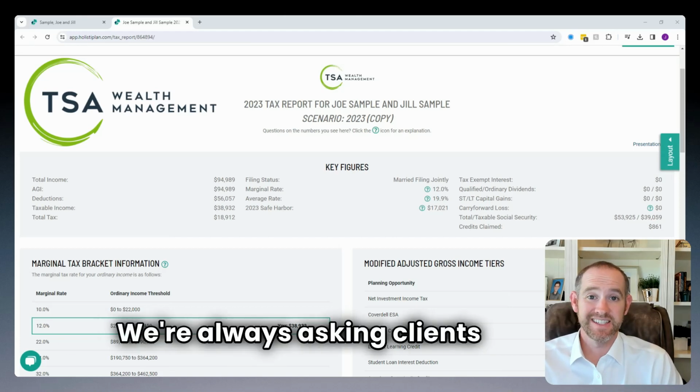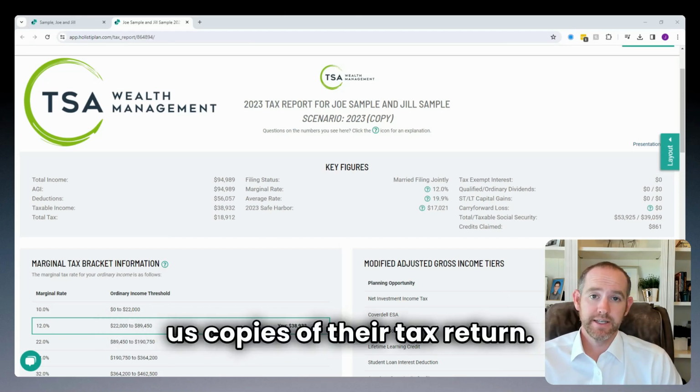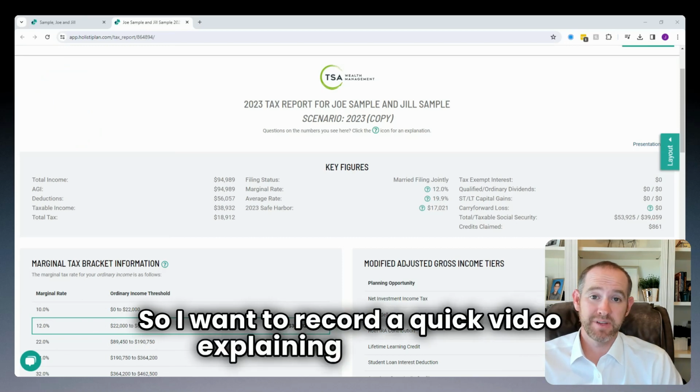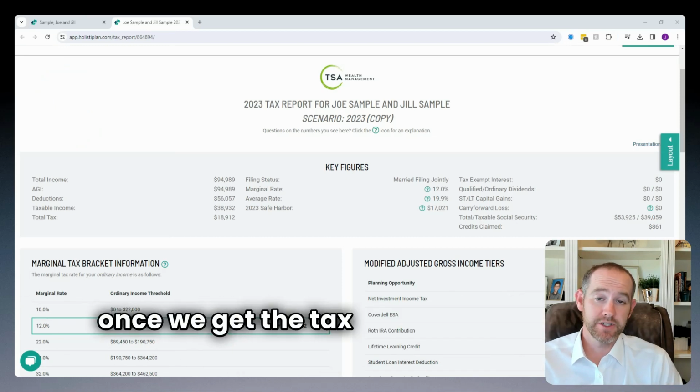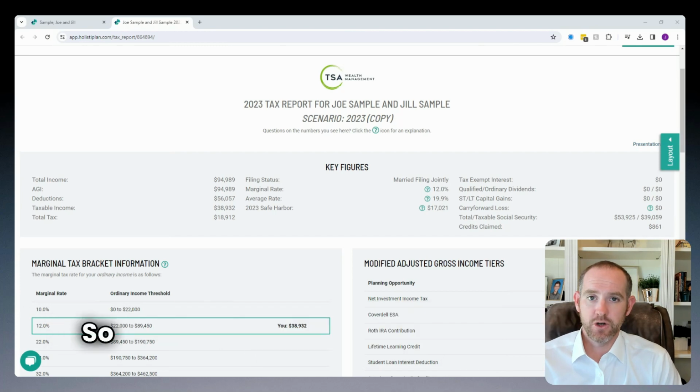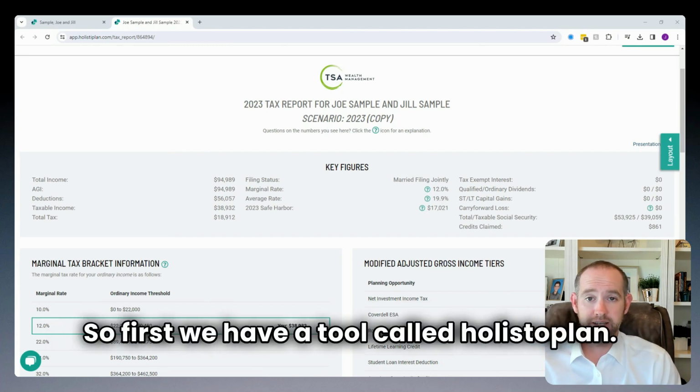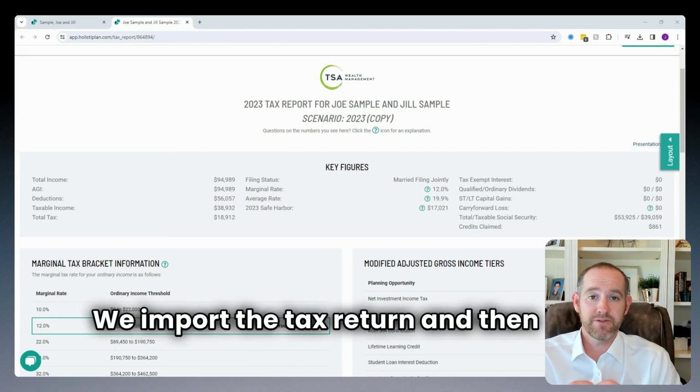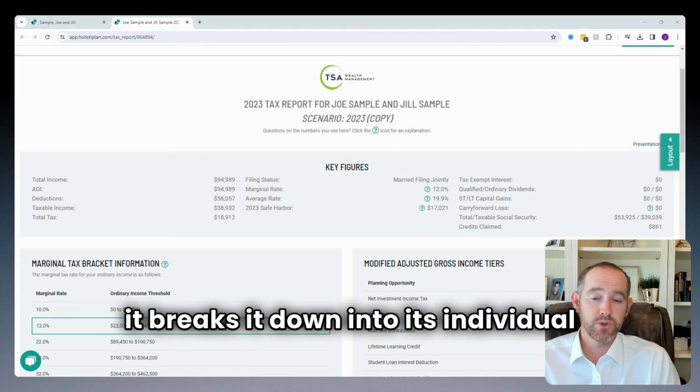We're always asking clients to send us copies of their tax return. So I want to record a quick video explaining what we do once we get the tax return and how we break it down. So first, we have a tool called HolistiPlan. We import the tax return, and then from there, it breaks it down into its individual components.